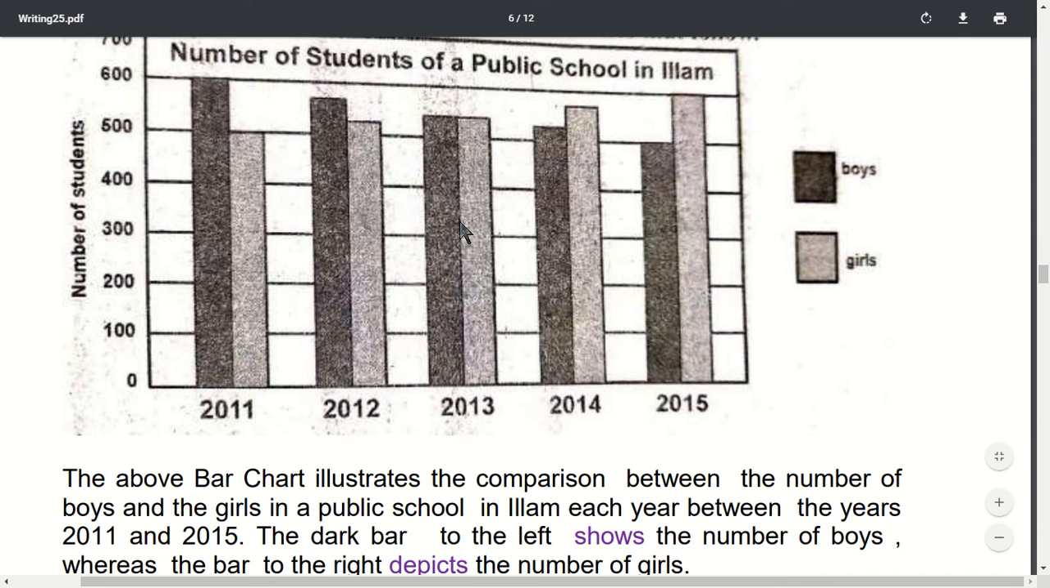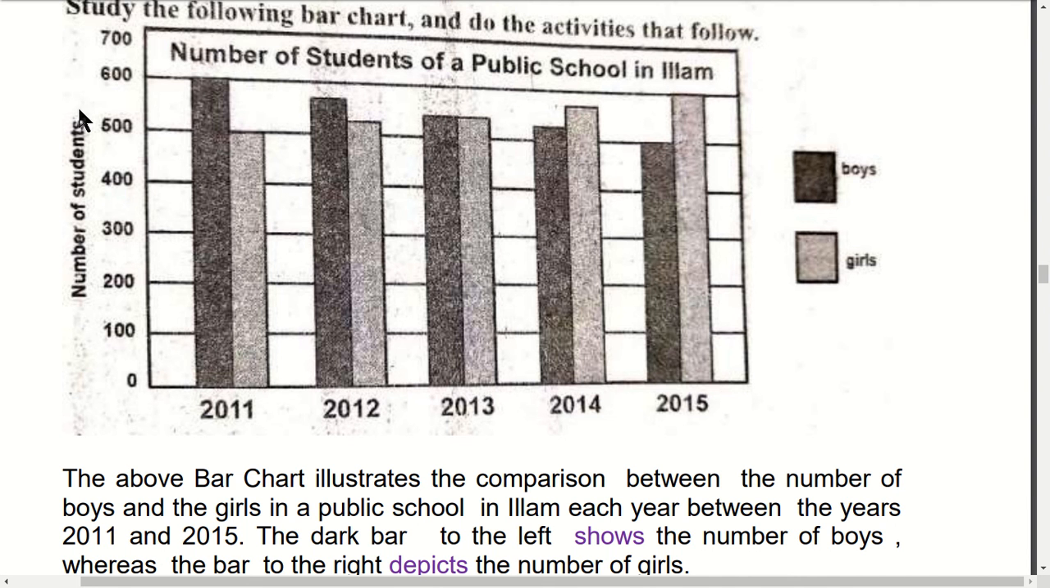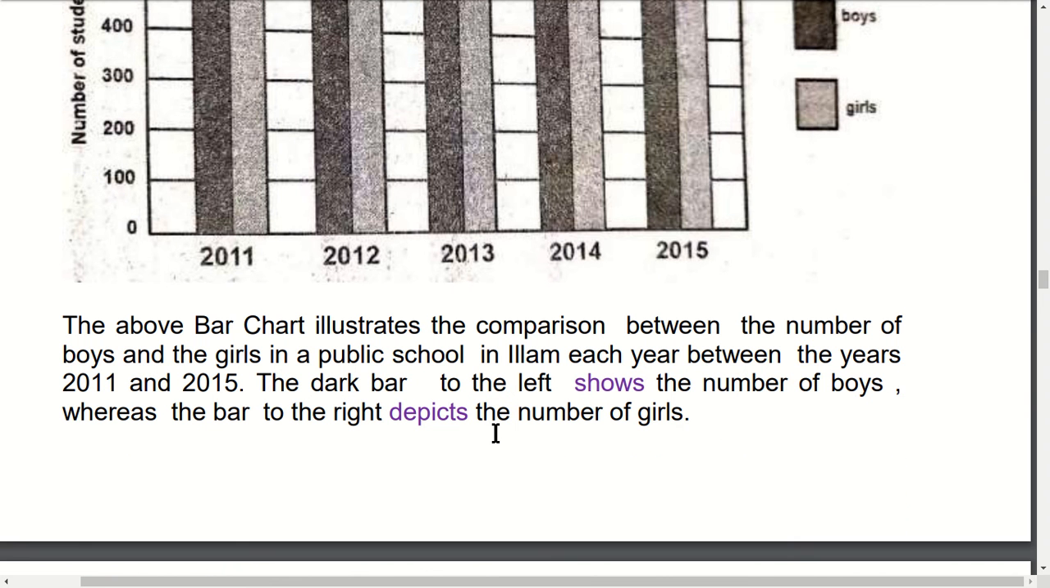This is the horizontal line, and here on the vertical line is the number of students: 100, 200, 300, 400, 500, 600, 700. The horizontal line shows the years, like 2011, 2012, 13, 14, 15. Five years of data has been given.